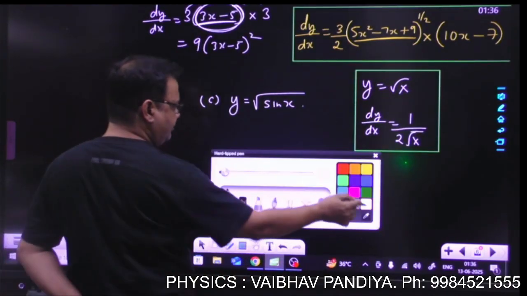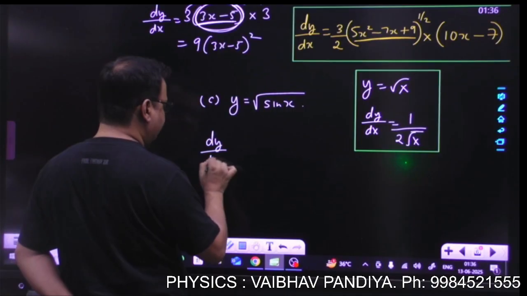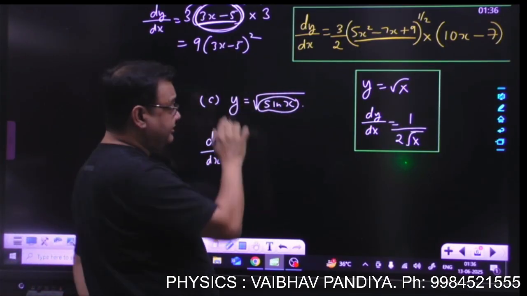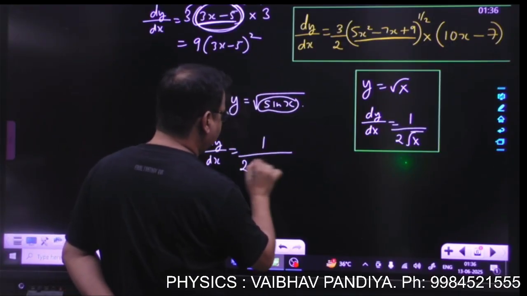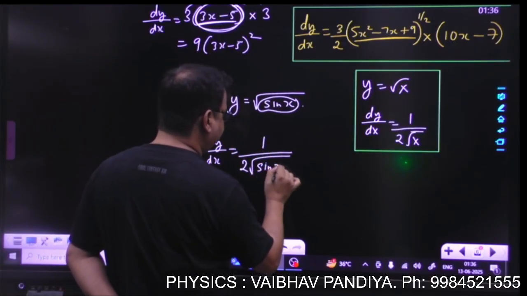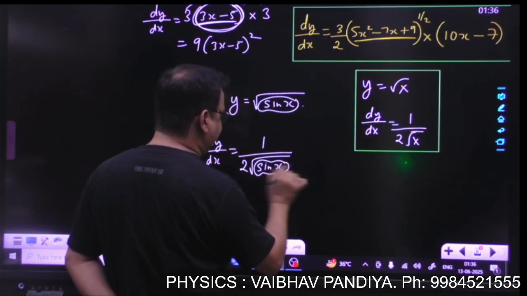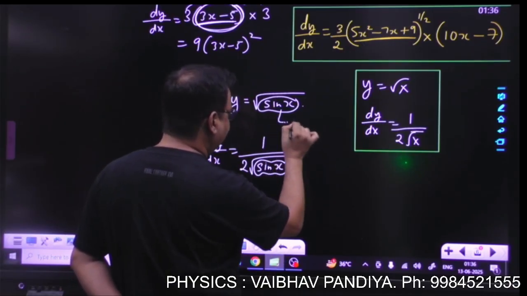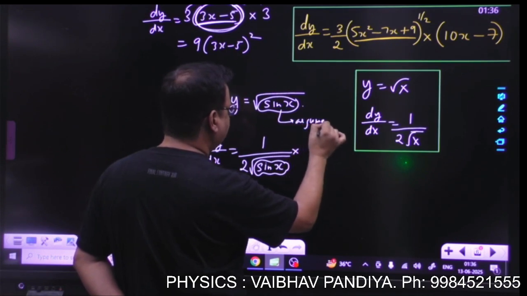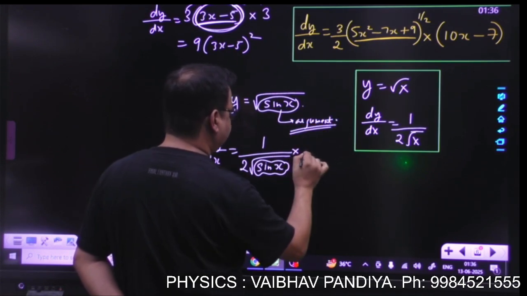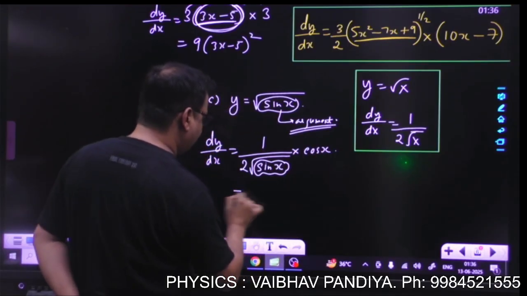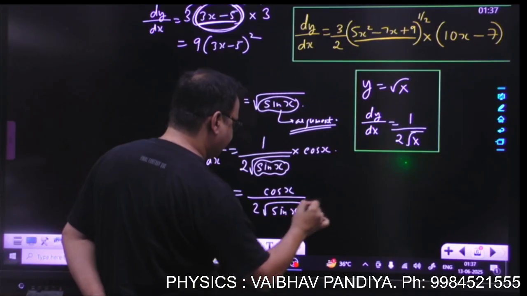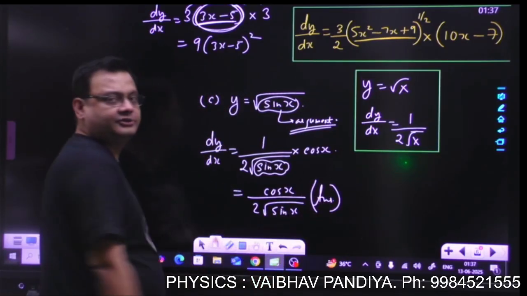We will apply the chain rule. So dy by dx will be, forget what is inside the root. We need not take care of what is inside the root. Simply write 1 by 2 root sin x. Write that something as it is, intact. Now we have to multiply with the derivative of that argument. Here the argument is what? Sin x. So the derivative of sin x is cos x. So your answer will be cos x by 2 root sin x. This is your answer. Got it?